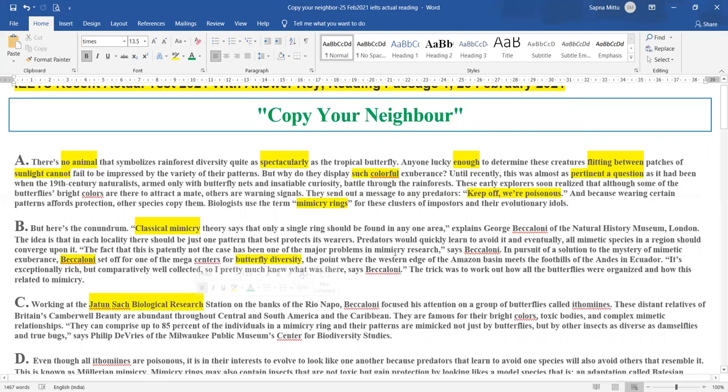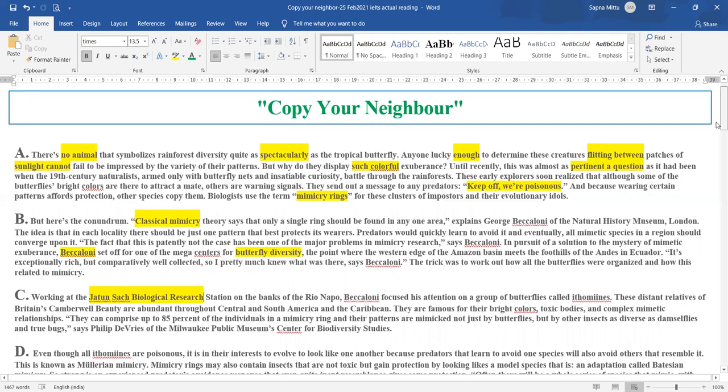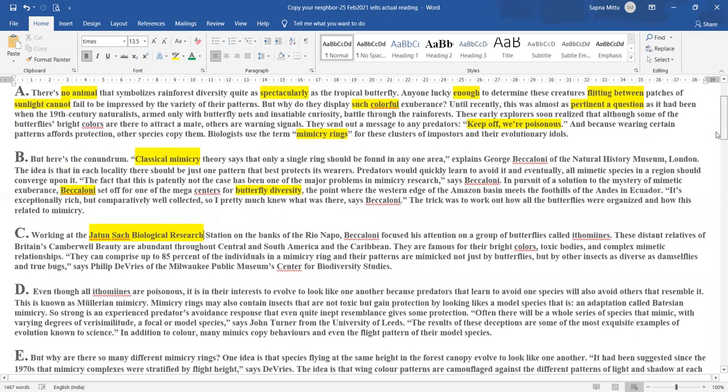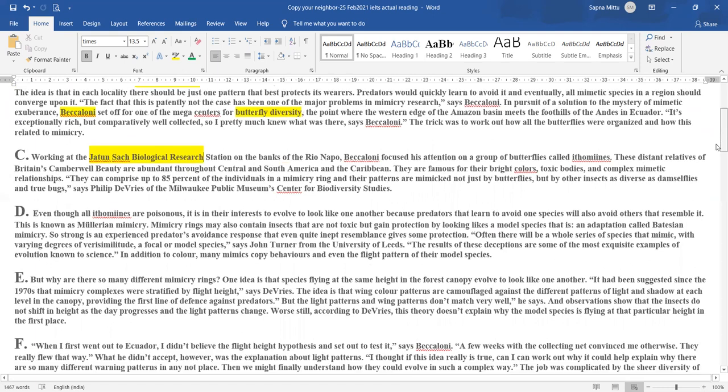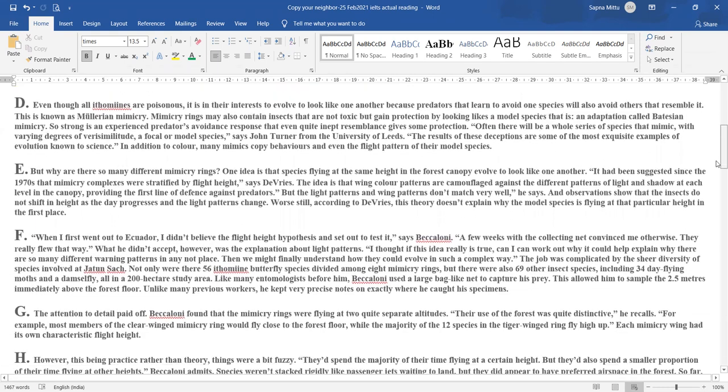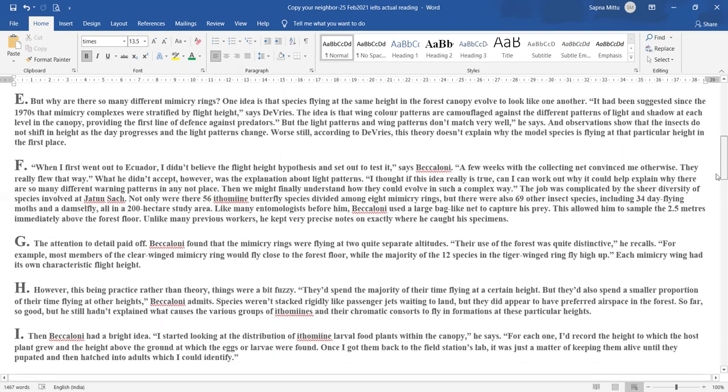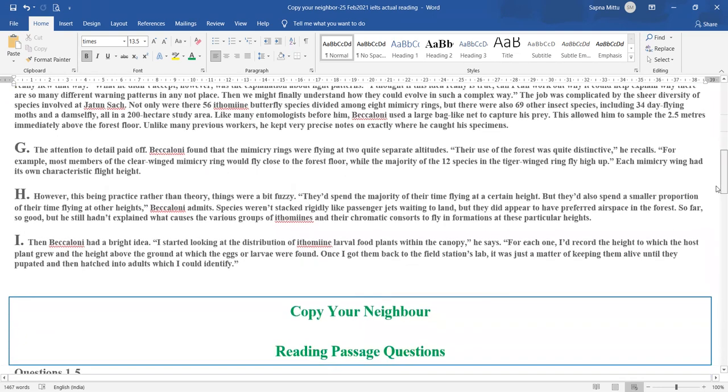After that, what will you do? You will go to the type of questions. Now, what type of questions do we have in our reading? Let's go ahead and we'll find it out. These are the number of paragraphs, and the paragraphs are till I.